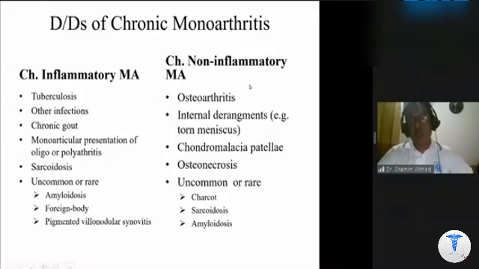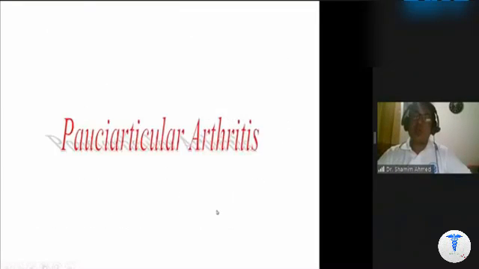In case of chronic non-inflammatory monoarthritis, the most common is osteoarthritis, and maybe also internal derangement due to trauma, and also chondromalacia patella, osteonecrosis, and some are uncommon or rare causes, that is Charcot joint, which is more common in diabetic patients, sarcoidosis, and also amyloidosis.